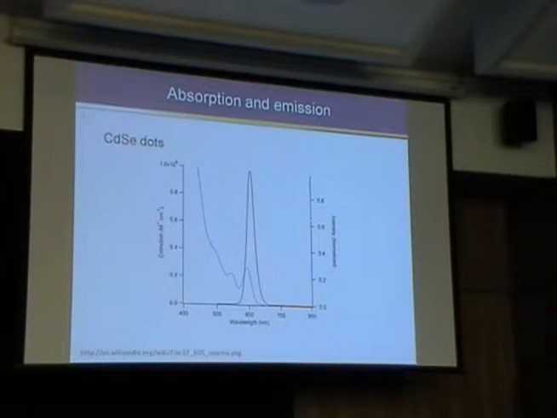Because of the large Stokes shift, and it's usually a little larger than shown in this particular set of spectra, they're useful for things like luminescent solar concentrators and other kinds of applications for solar, where you want to absorb and then emit but not reabsorb the light.